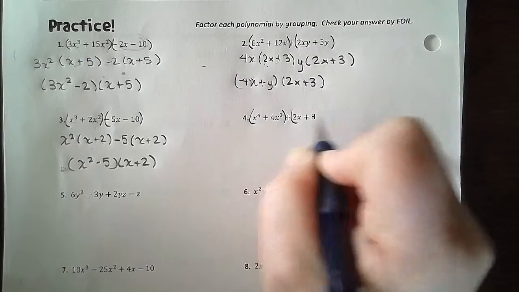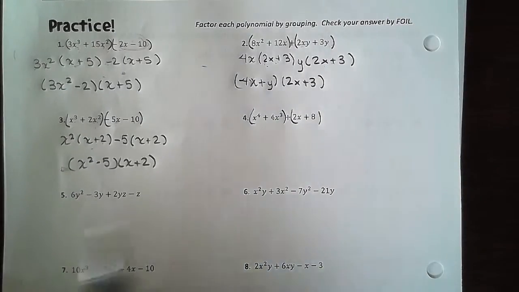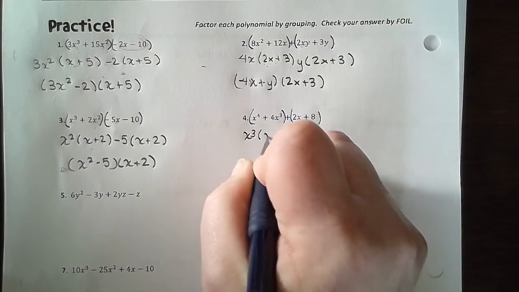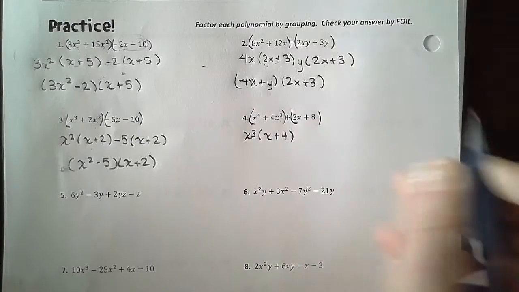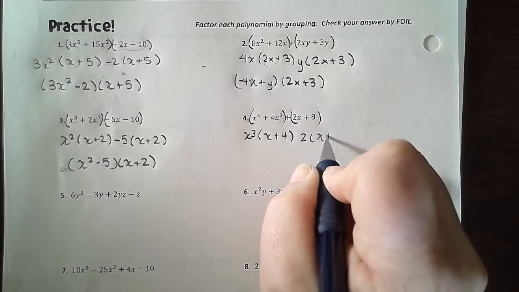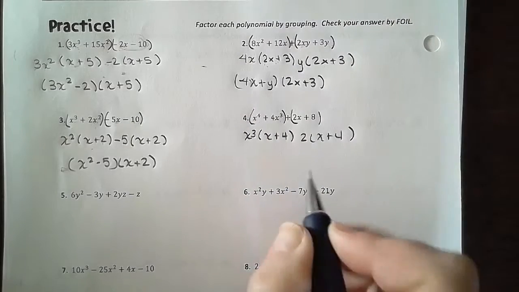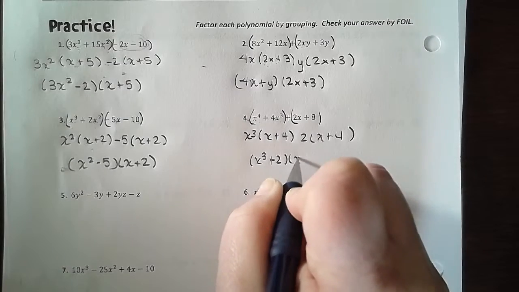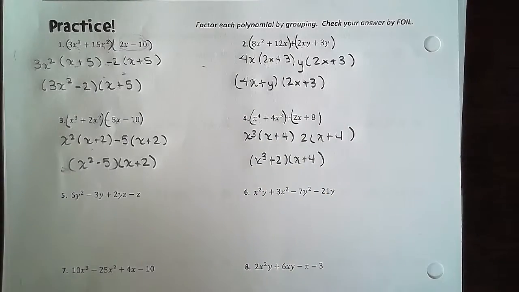Let's try these two right here. These are both divisible by x cubed. So this ends up being x plus 4. And then if I took out a 2, I get x plus 4 as well. So they end up being factored as x cubed plus 2 times x plus 4. Okay? So hopefully not too terribly difficult. I'm going to hold off on doing any more.